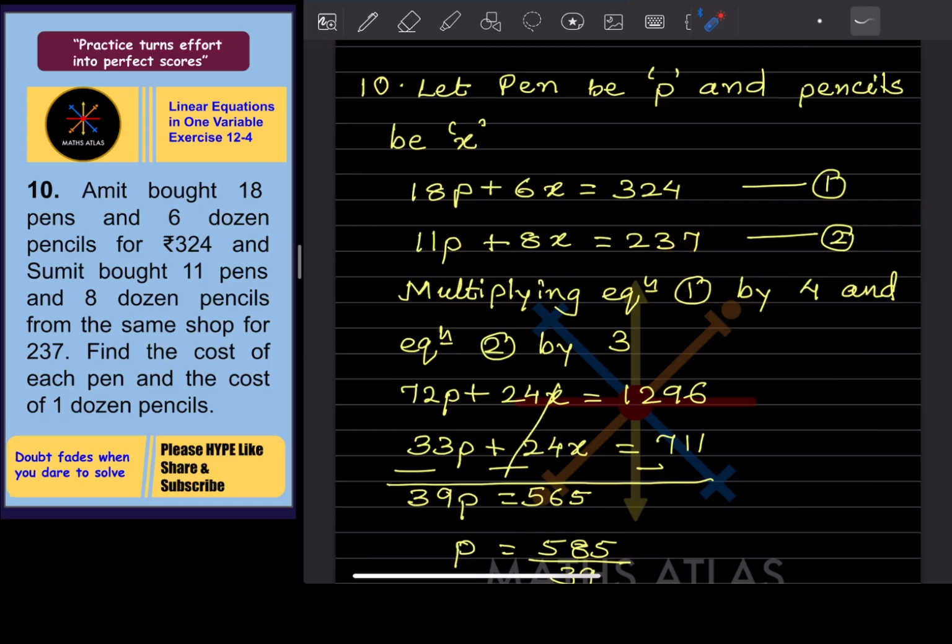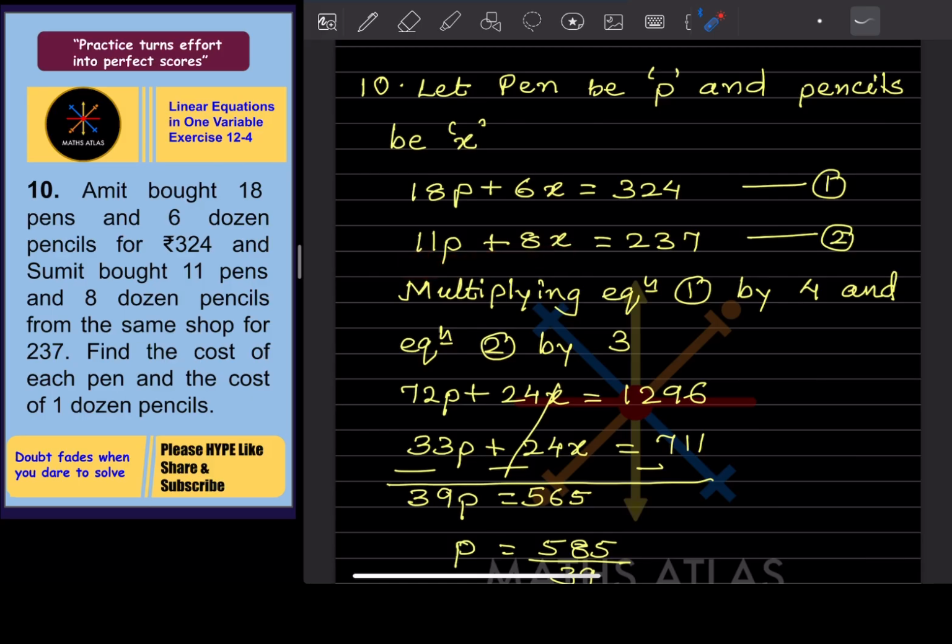So now what will we do? We will see here the coefficients of P, this is 18 and 11. So here we have to use the elimination method because we first need one variable. So one will be cancelled out of these two.